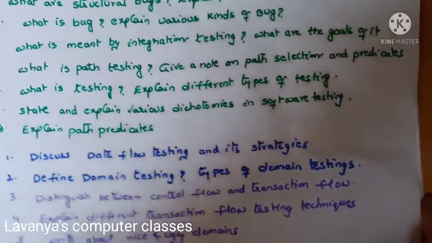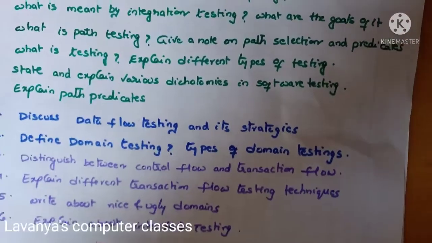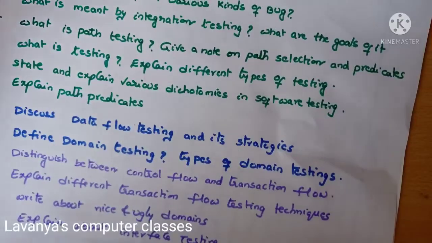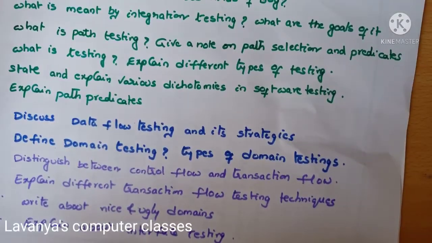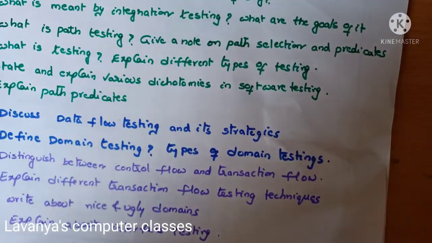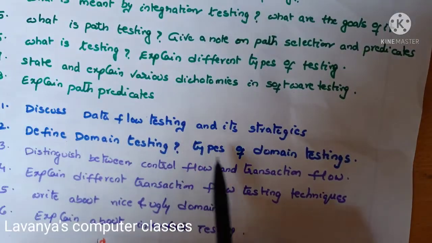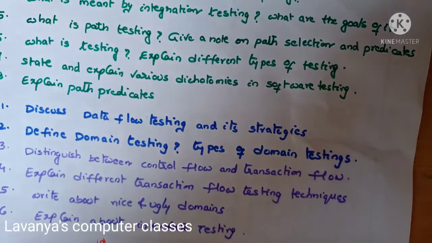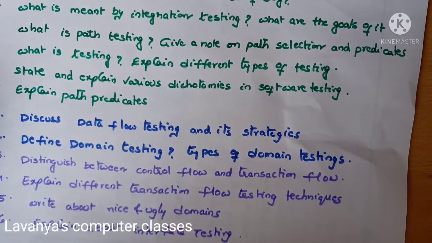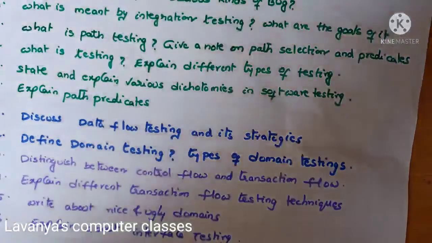Okay. After that, go for unit 2. In unit 2, the concept is transaction flow testing. So in this transaction flow testing, first we go for the question: discuss data flow testing and its strategies. Next one is define domain testing, types of domain testing. Because in unit 2 we have different types of testings: transaction flow testing, data flow testing, and domain testing. So many different testings are there.